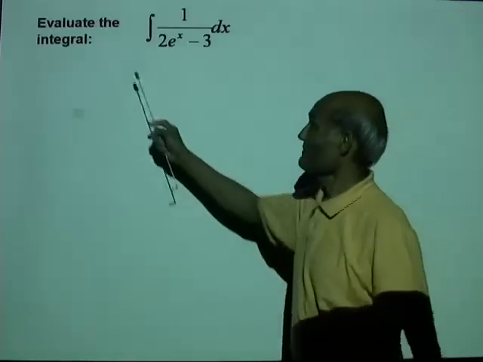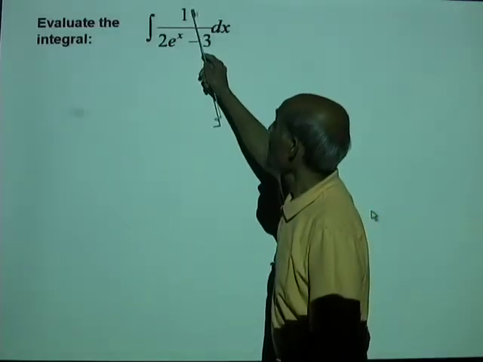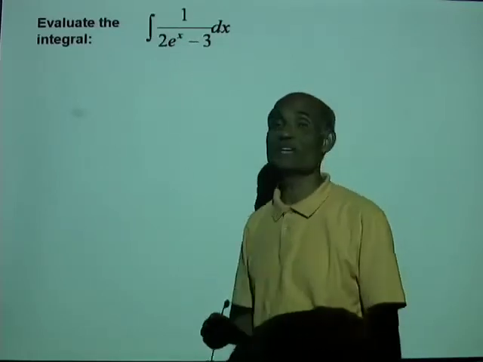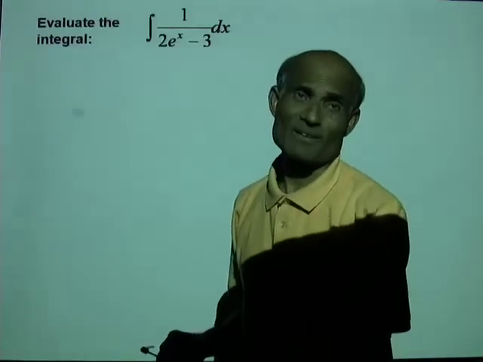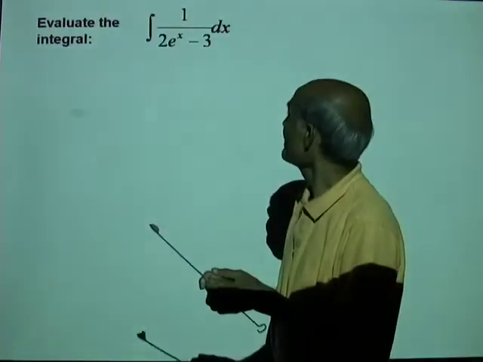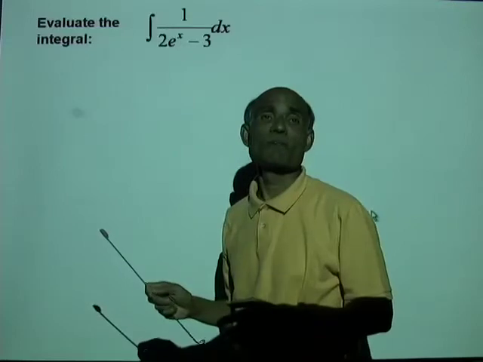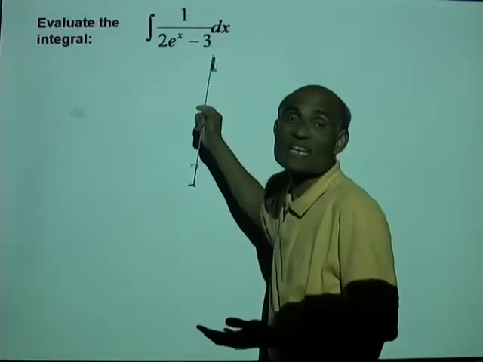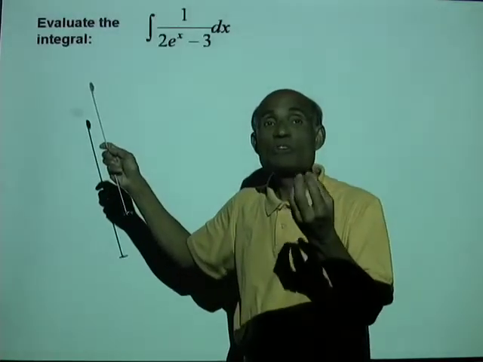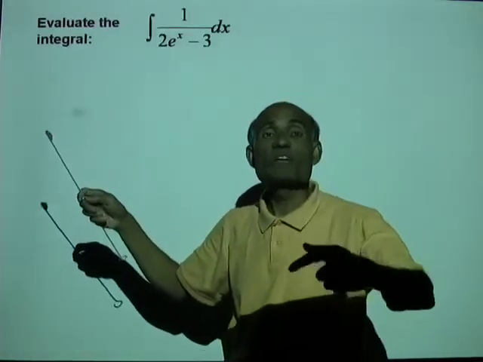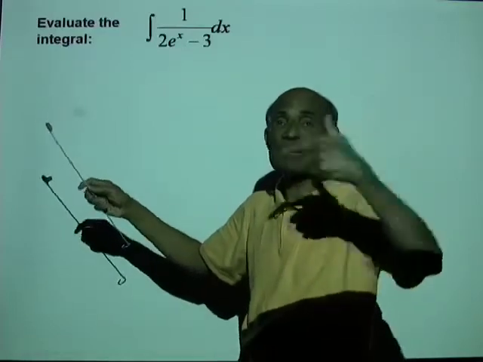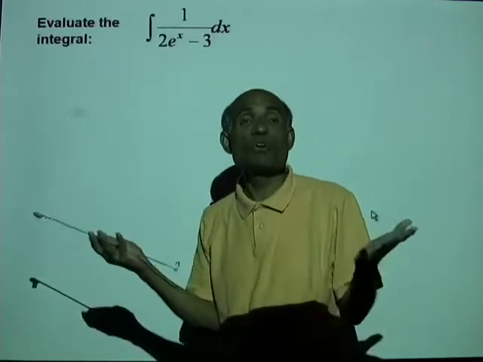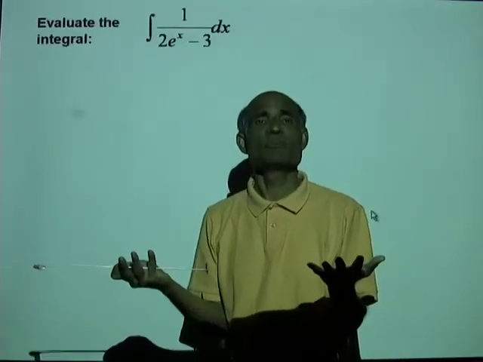Alright, another one. Evaluate the integral 1 over 2 e to the power of x minus 3 dx. Now, this can give you a headache because if you want to make a substitution, 2 e to the power of x minus 3 equal to u, and when you take the differential, it will introduce another e to the power of x, but there is no e to the power of x on the numerator, so that is going to really confuse you.